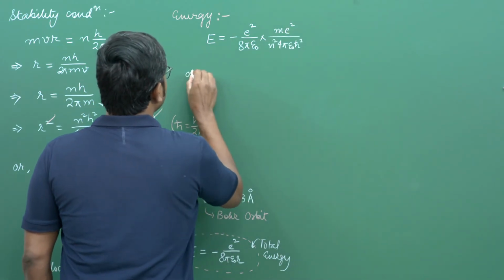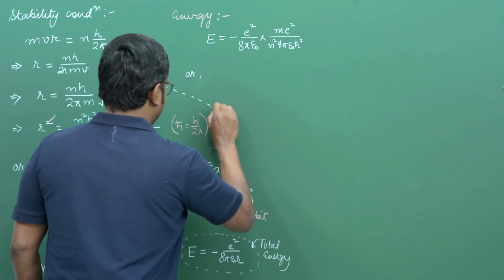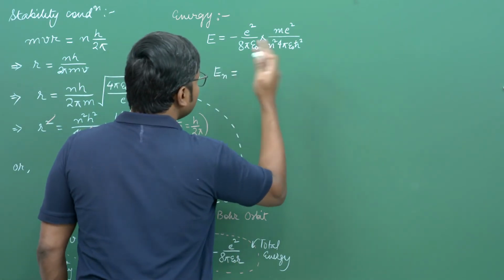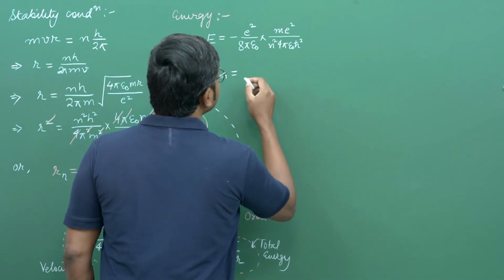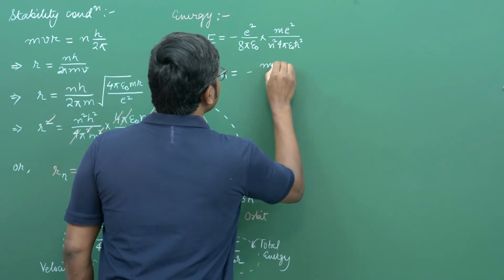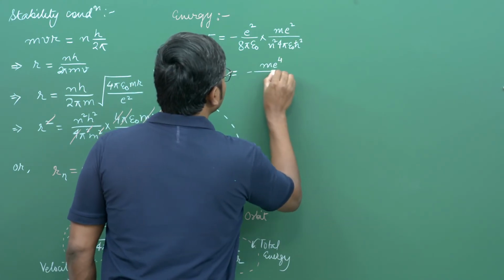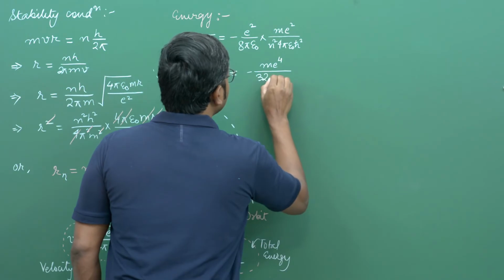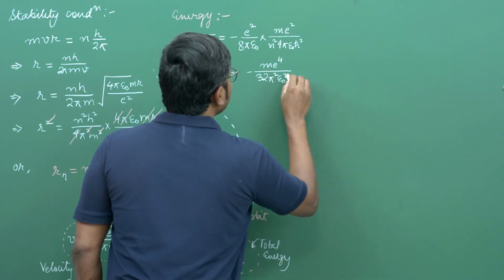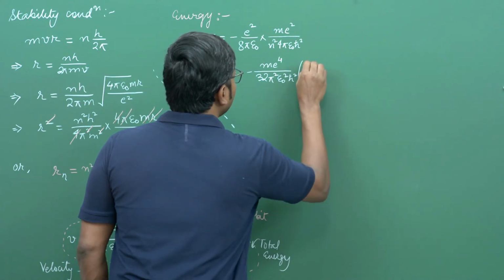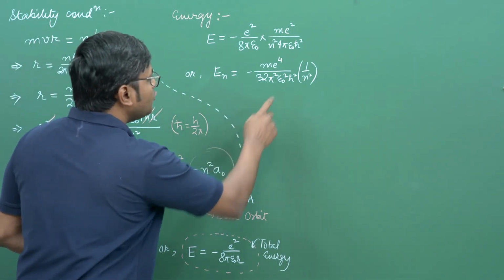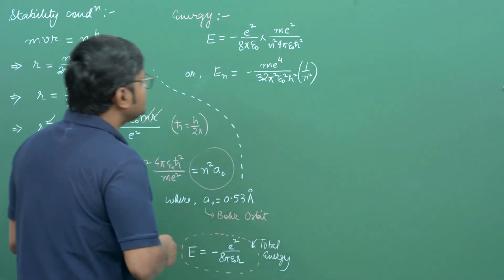So finally we have an expression for the energy for all these stable orbits, and it comes out to be minus m e to the power 4 upon 32 pi square epsilon naught square h cut square, times 1 by n square. This gives you a general idea about the nature of the energies corresponding to the stable orbits.